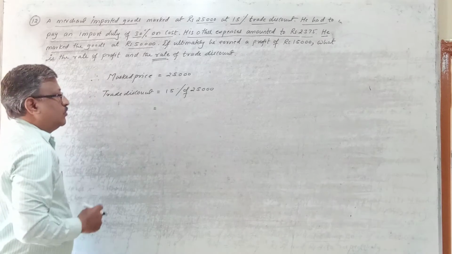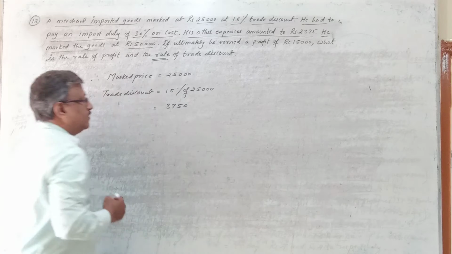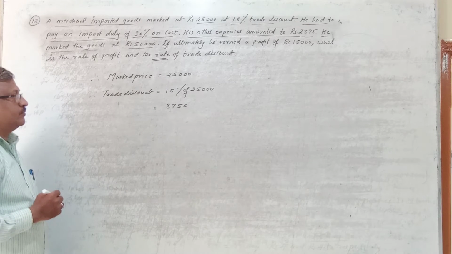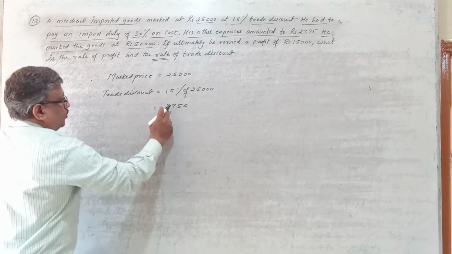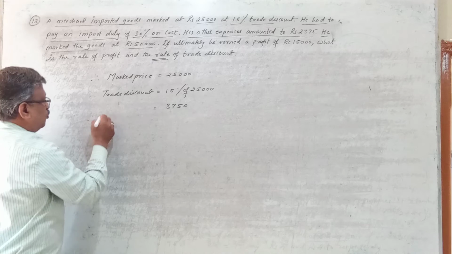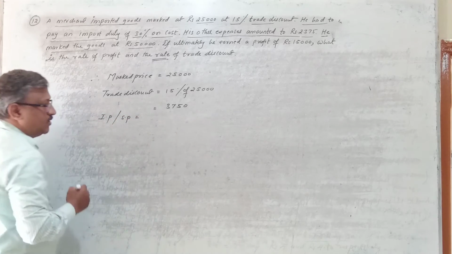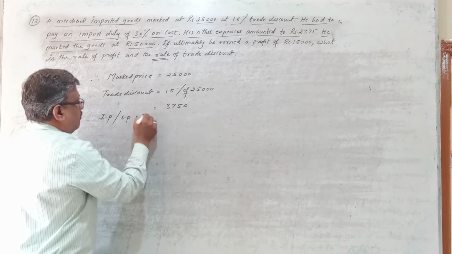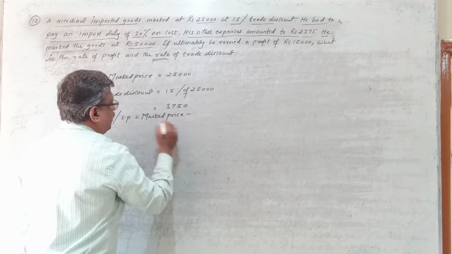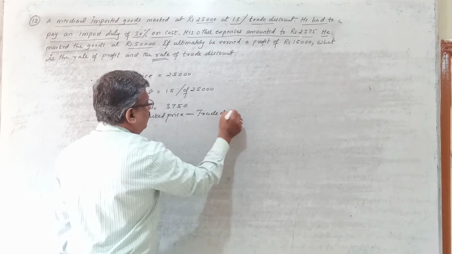So it comes to 3,750 rupees. So if discount is 3,750, calculate what should be the invoice price or selling price. So how do we determine? That is from marked price, you have to minus what? Trade discount.